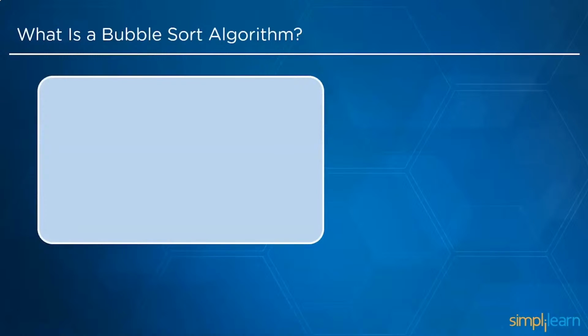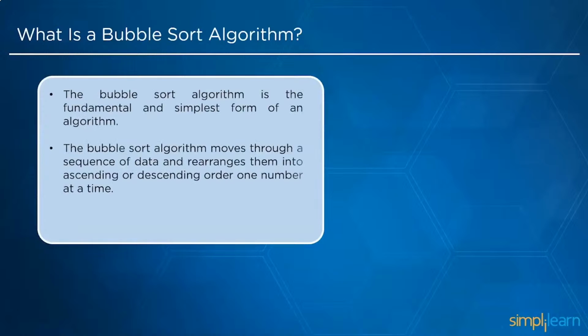Let's try to understand what is a bubble sort algorithm. The bubble sort algorithm is one of the fundamental and simplest forms of algorithm used to sort a collection of elements. The collection of elements can be either a set of numbers or characters. The control iterates through a sequence of numeric or character type elements in the bubble sort algorithm and rearranges them into ascending or descending order. The bubble sort algorithm rearranges one element at a time. The bubble sort algorithm is also known as the sinking algorithm.